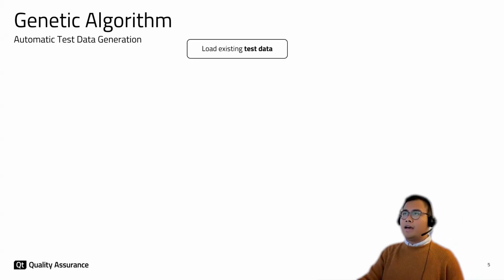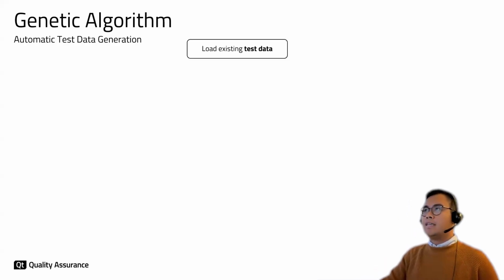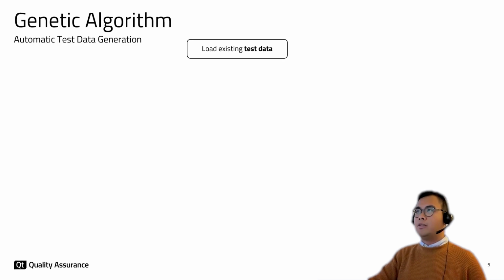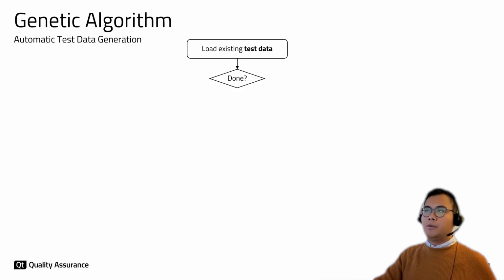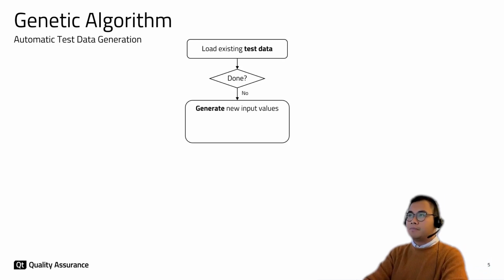So it starts by loading existing test data. It is similar to having an initial or a starting population of test items. Then we have a stopping condition, which will be used later, since this will be an iterative process.